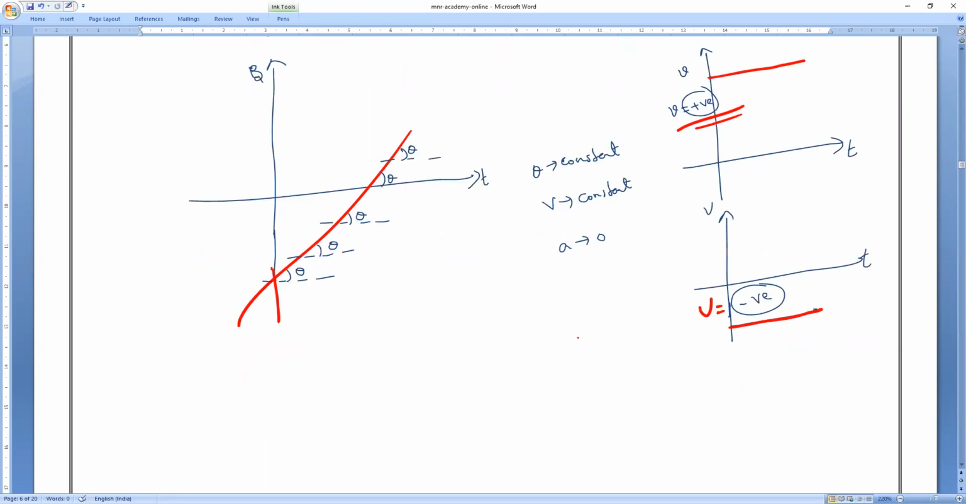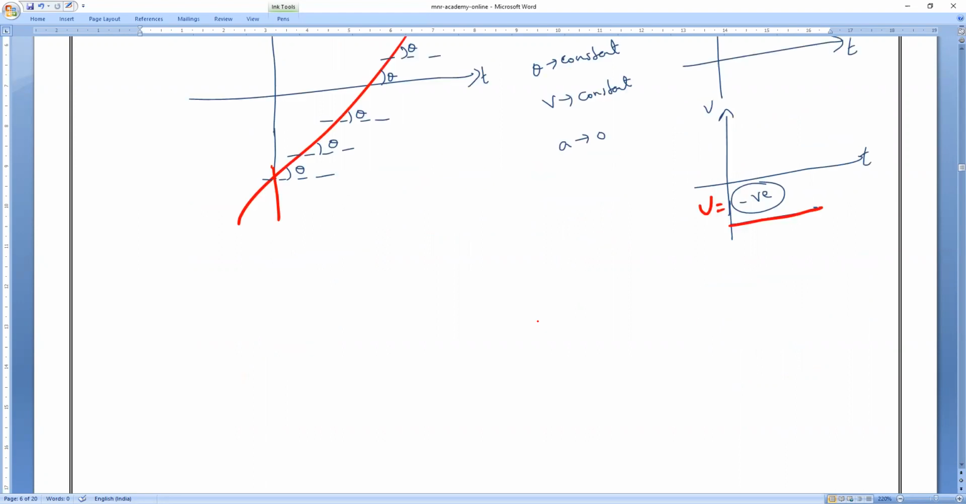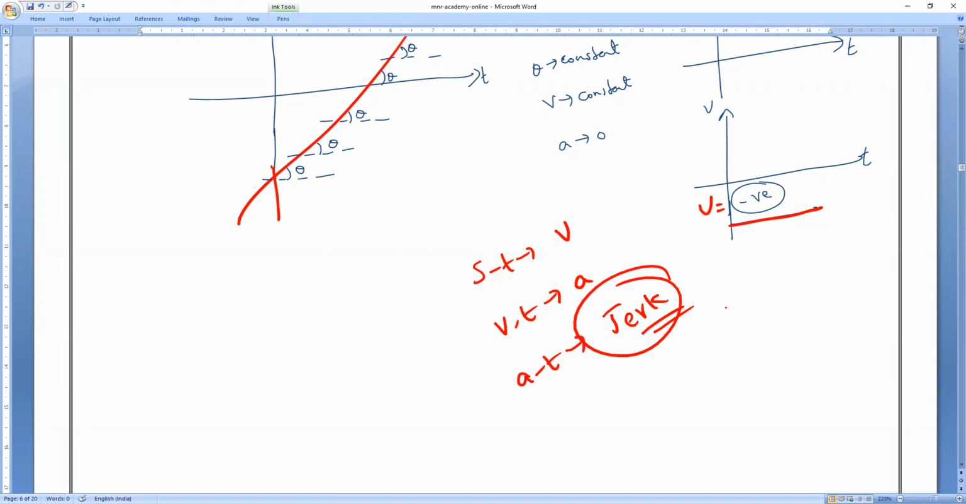Clear, sir. Till here, we have studied only the displacement time graph. Tomorrow we'll study the velocity time graph, and next the acceleration time graph. Remember always: the displacement time graph will give you velocity. The velocity time graph will give you acceleration. The acceleration time graph will give you jerk. This is a new thing, we'll study that.